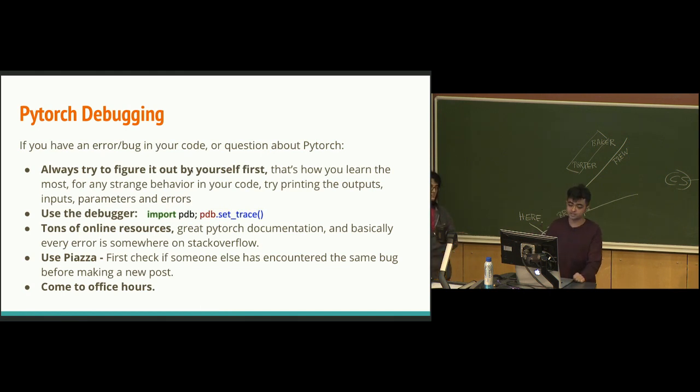When you're working on your assignments, your code would probably not work on the first go. So these are just some tips on how you would want to debug your code. Of course, always try to figure it out by yourself first. Just rereading the code many times can sometimes help a lot. If you know how to use a debugger, you can use that. Then you can always search online, because all the errors that you would run into, someone else would have already gone through that process before.